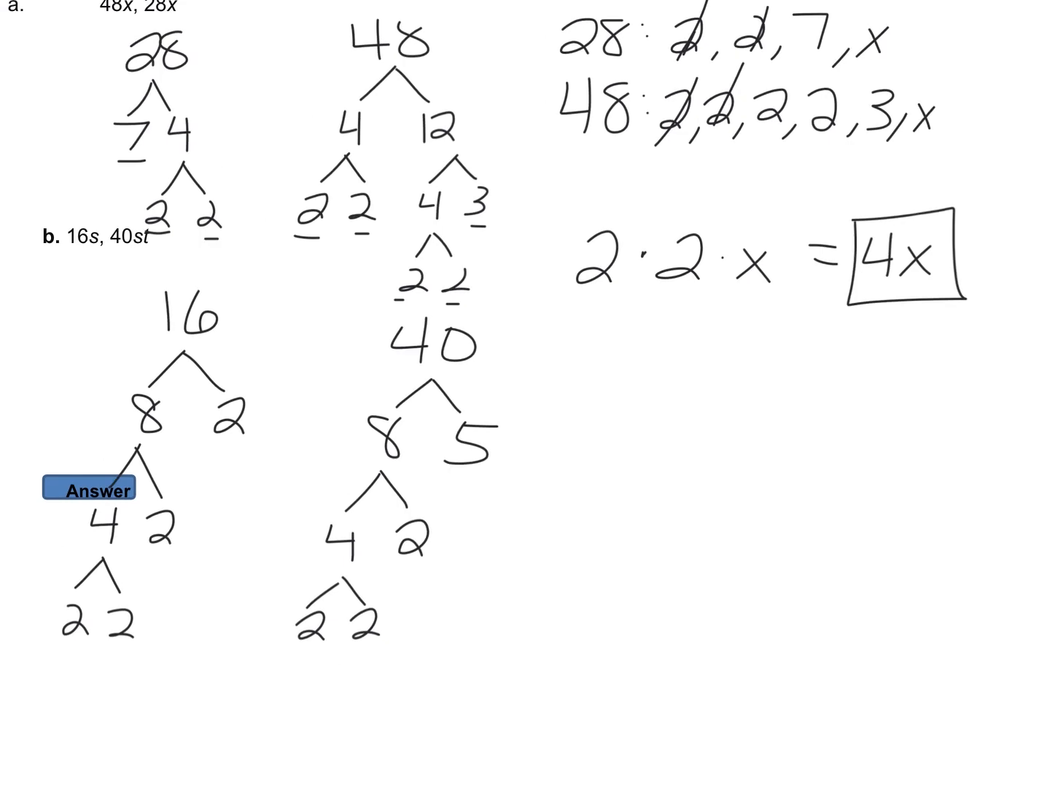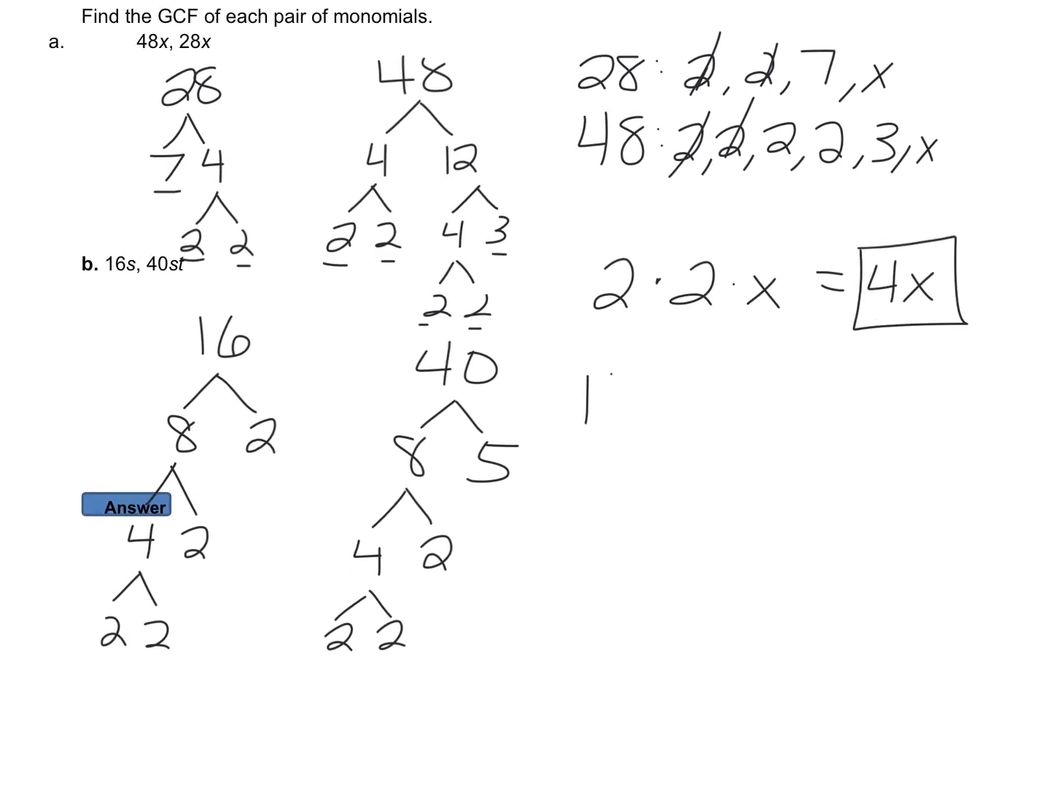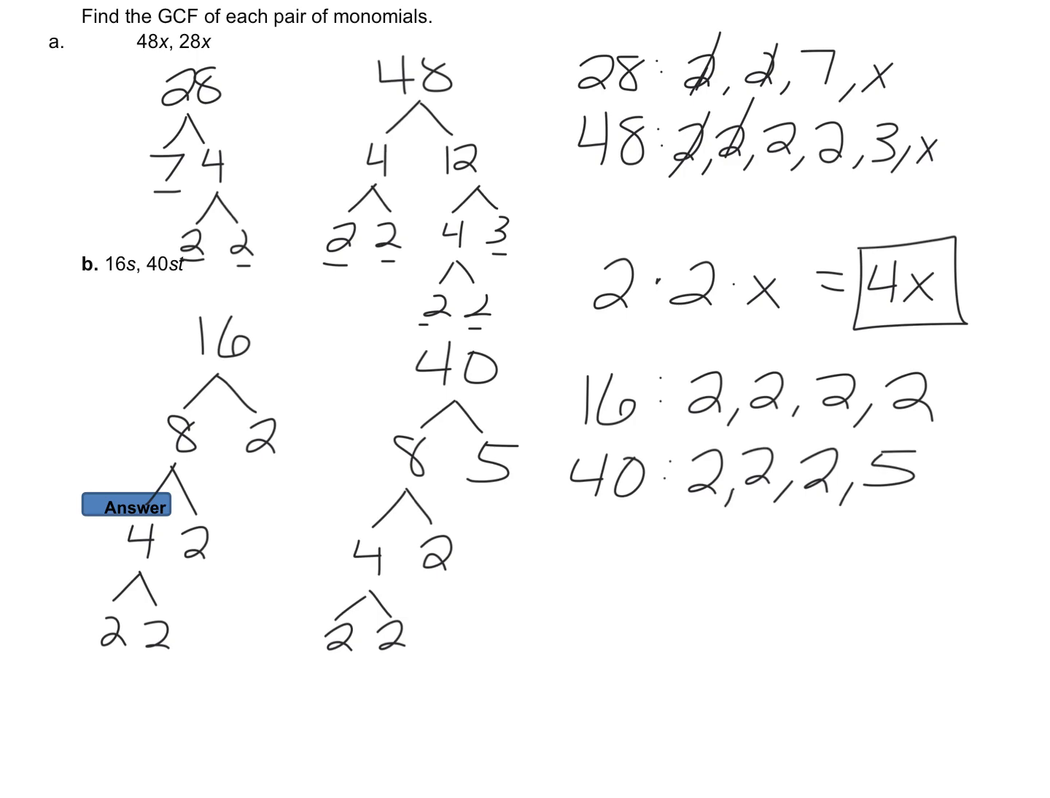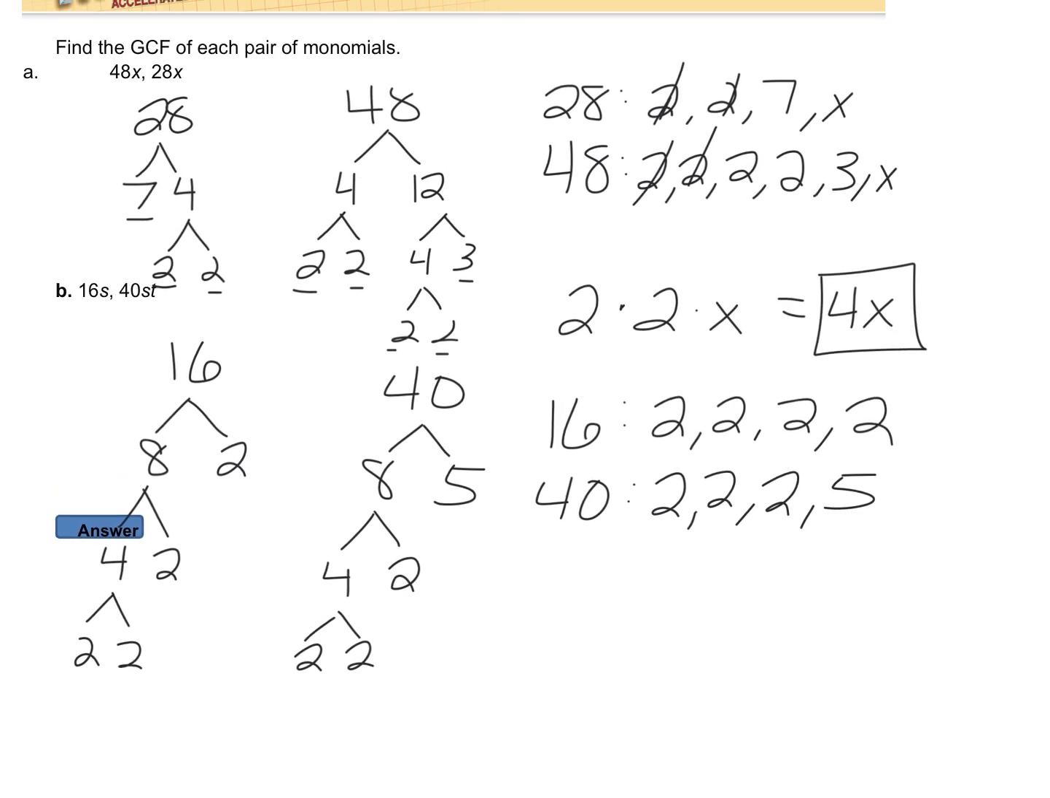Okay, next we make what? List, yep. What were our ending numbers in 16? 4 of them? And then what about 40? 2, 2, 2, 5. Good. What else are we forgetting? The S, and then 40 had S and T. Good.